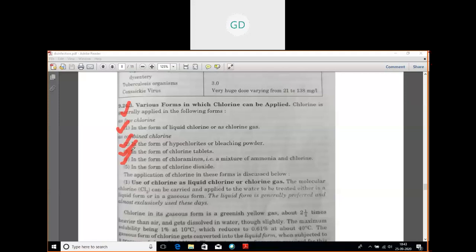chloramines. That is a mixture of ammonia and chlorine. Ammonia and chlorine mixture is known as chloramines. Then number five is in the form of chlorine dioxide. So you just remember the names. No need to go in brief. Just remember the various forms in which chlorine can be applied.